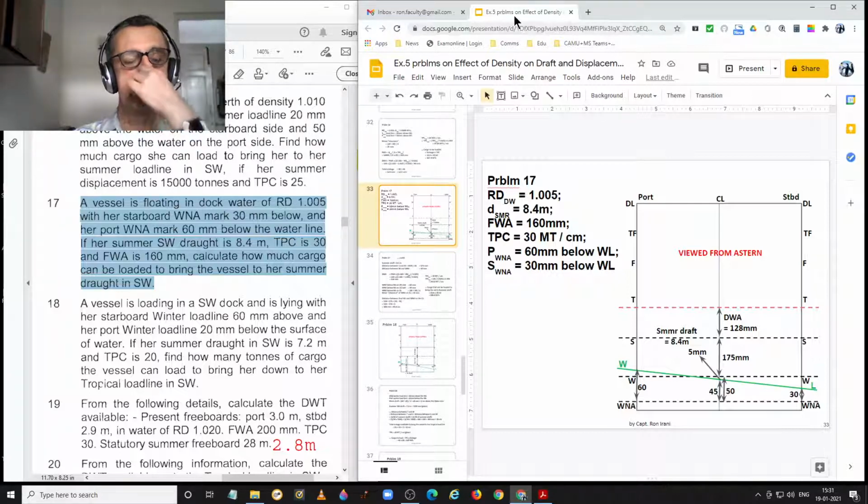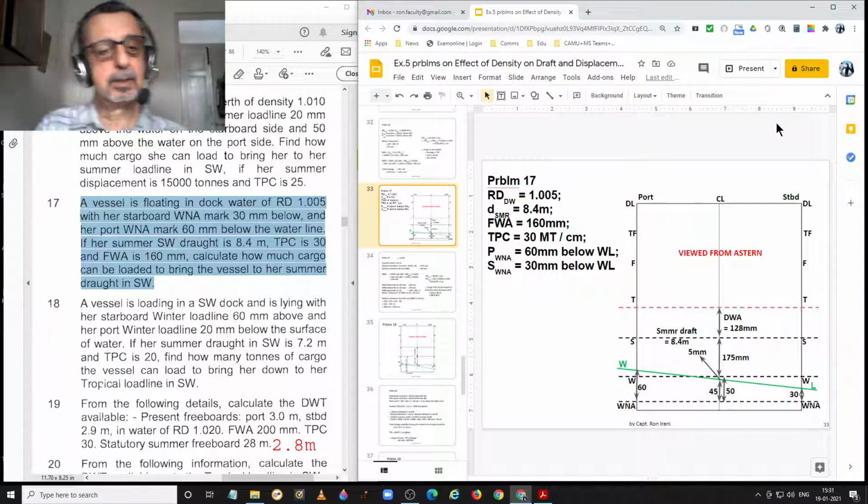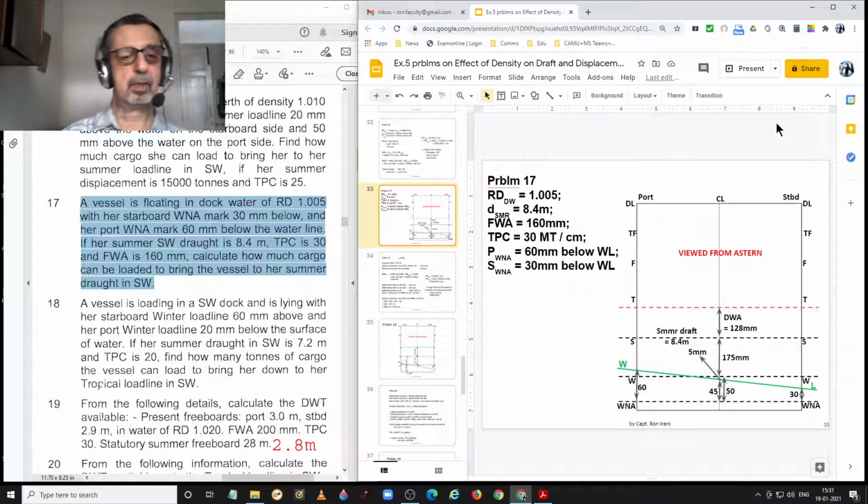Problem 17 states, a vessel is floating in dock water of RD 1.005 with her starboard WNA mark 30 millimeters below and the port WNA mark 60 millimeters below the waterline. If her summer saltwater draft is 8.4 meters, TPC is 30 and freshwater allowance is 160 millimeters, calculate how much cargo can be loaded to bring the vessel to her summer draft in salt water.